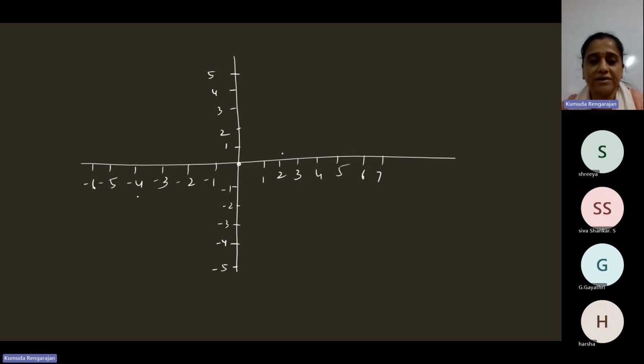Now, what's the address of this point A? 2, 3. Now, what is this number 2? See here, look at this number 2. 2 is the distance of the point from the y-axis. This one is 2. It's a distance from the y-axis. This is 2 units. This one is 3 units.